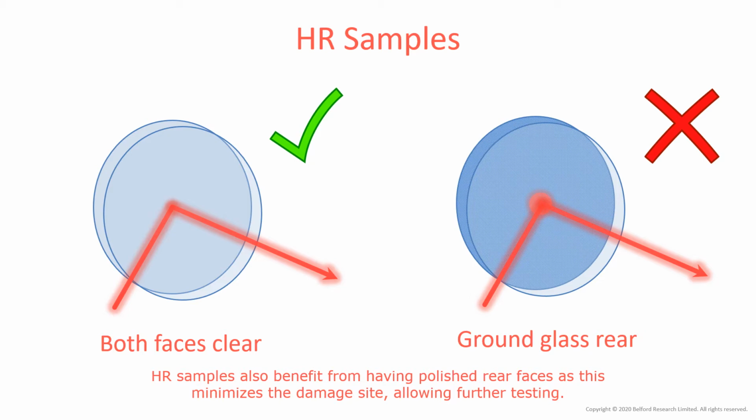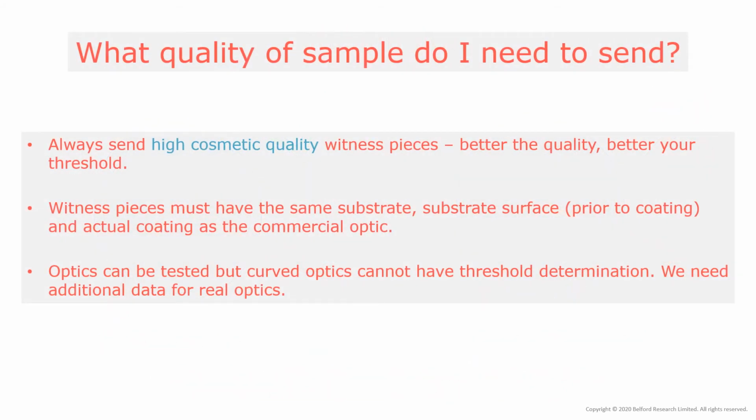Now just a word on sample quality. Many coaters think they can send us a physically damaged sample, and that's okay, it's only for a test. But in reality, it's always best to follow one simple motto. The better the sample, the higher the threshold value. Scratches and digs can cause damage, and once we detect a damage event, it cannot be ignored.